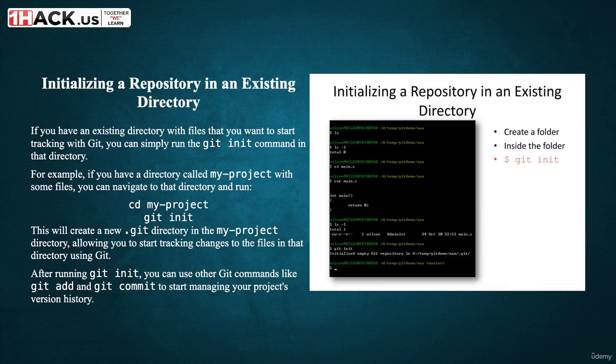Once you've run git init, you can start using other Git commands like git add and git commit to start managing the version history of the files in your project. Initializing a Git repository in an existing directory is a common workflow, as it allows you to easily integrate an existing set of files into a Git-based version control system. This can be particularly useful when you're starting a new project or when you want to start tracking changes to an existing codebase.